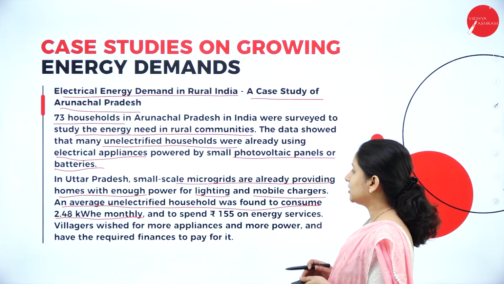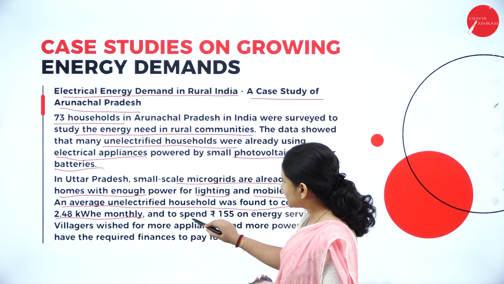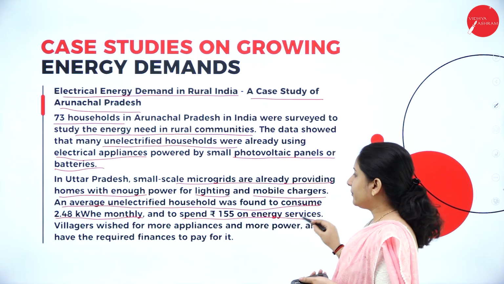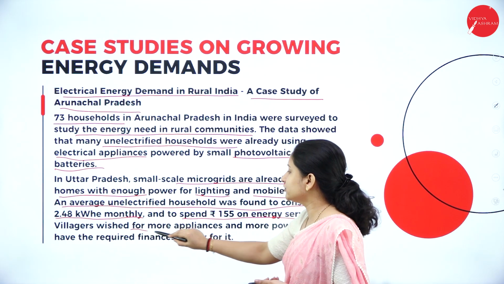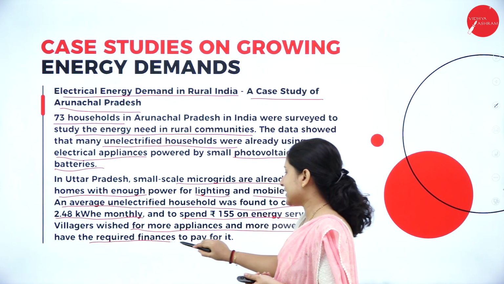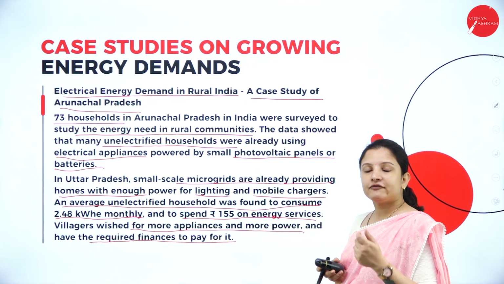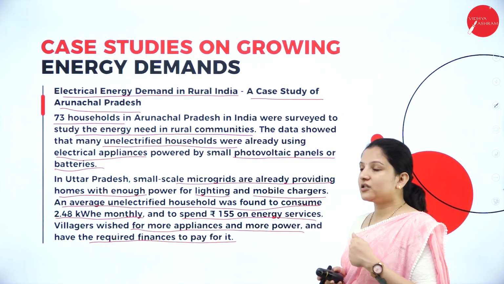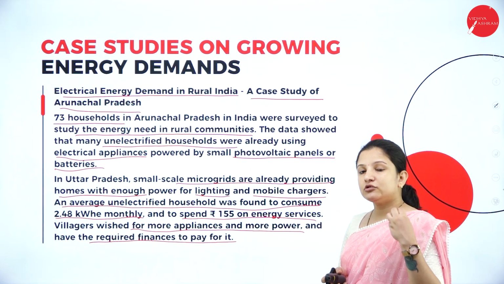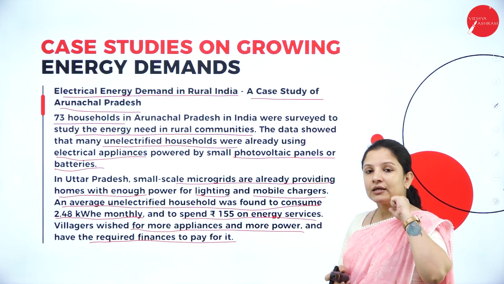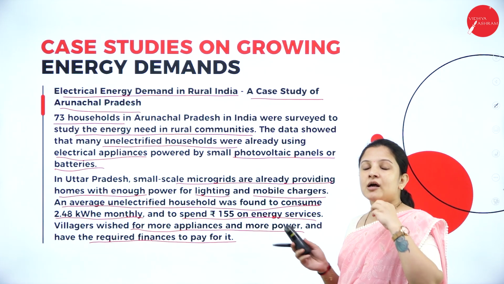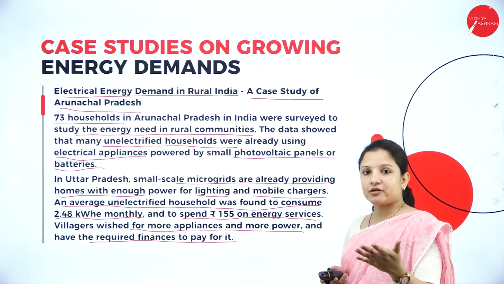So that was the reason. They were ready to spend extra 155 on energy services. And still they wished for the use of more appliances and more power, and have the required finances to pay for it. They have finances with them, but because of the terrain in Arunachal Pradesh and Uttar Pradesh, it was not possible for the government to create big electricity plants so that high amounts of electricity can be provided to the people.